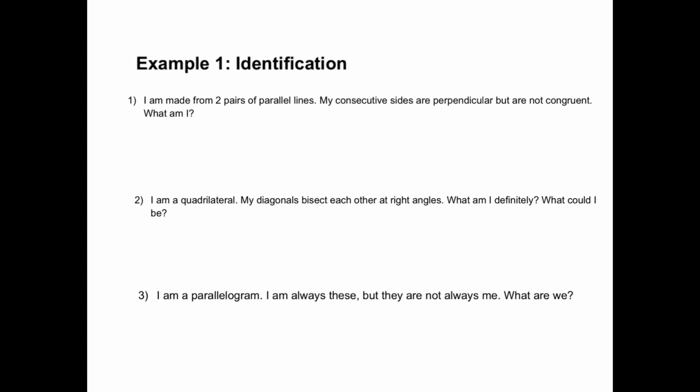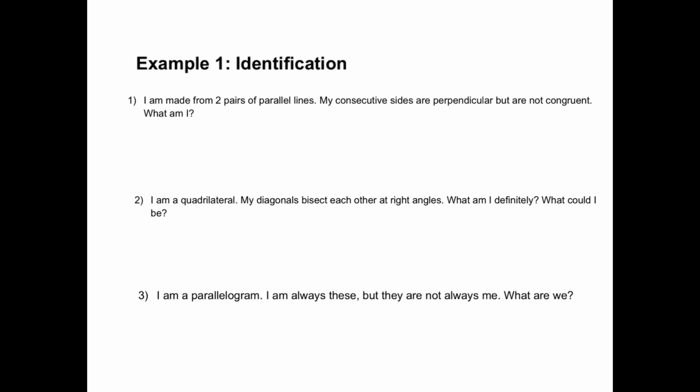So the first one says that I am made from 2 pairs of parallel lines. My consecutive sides are perpendicular but not congruent. What am I? Number 2, I am a quadrilateral. My diagonals bisect each other at right angles, which means they're perpendicular. What am I definitely? What could I be? And last one, I'm a parallelogram.